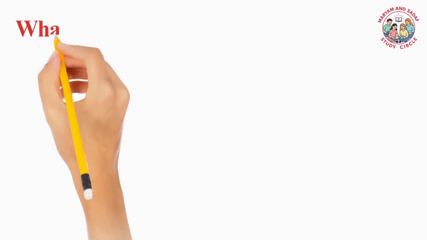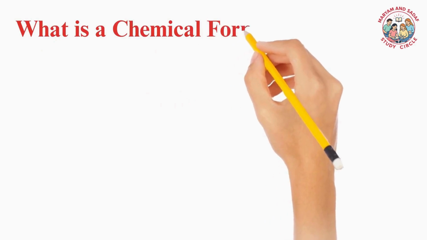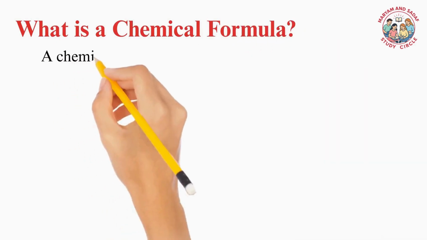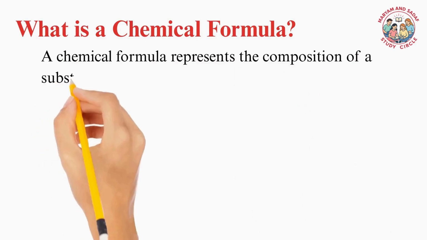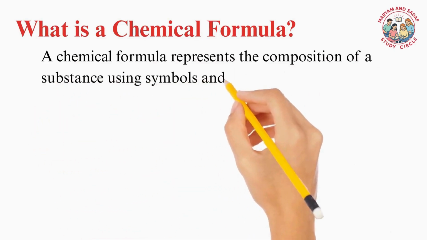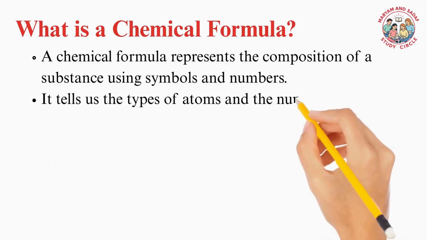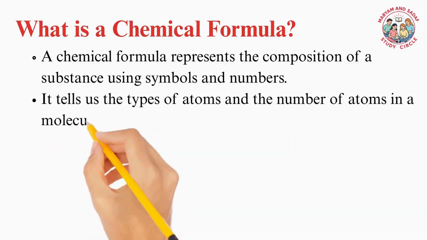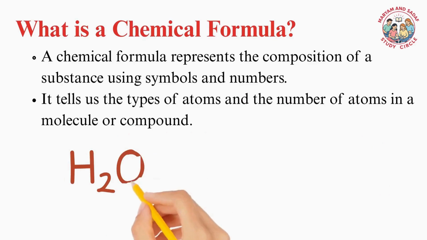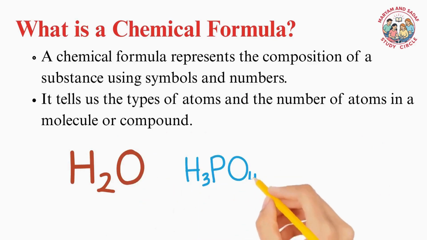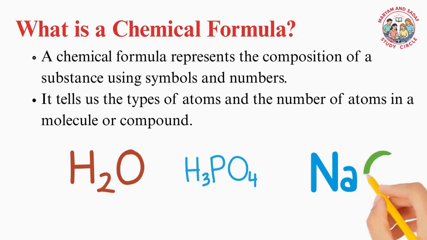What is a chemical formula? A chemical formula represents the composition of a substance using symbols and numbers. It tells us the types of atoms and the number of atoms in a molecule or compound. These are chemical formulas of water, phosphoric acid, and sodium chloride. The formula of water tells that there are 3 atoms in a water molecule.